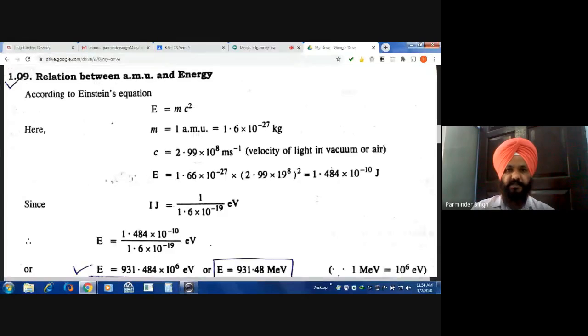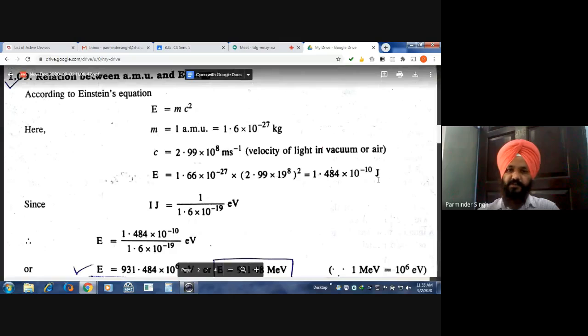M is the mass of the particle, that is always measured in AMU, atomic mass unit, and this is always equal to 1.6 into 10 raised to power minus 27 kilogram. And small c is the velocity of light in vacuum or in air, that is always equal to 2.99 into 10 raised to power 8 meter per second. So E is equal to mc square. Put the values of m and c square, and we can find out its value is 1.484 into 10 raised to power minus 10 joules.